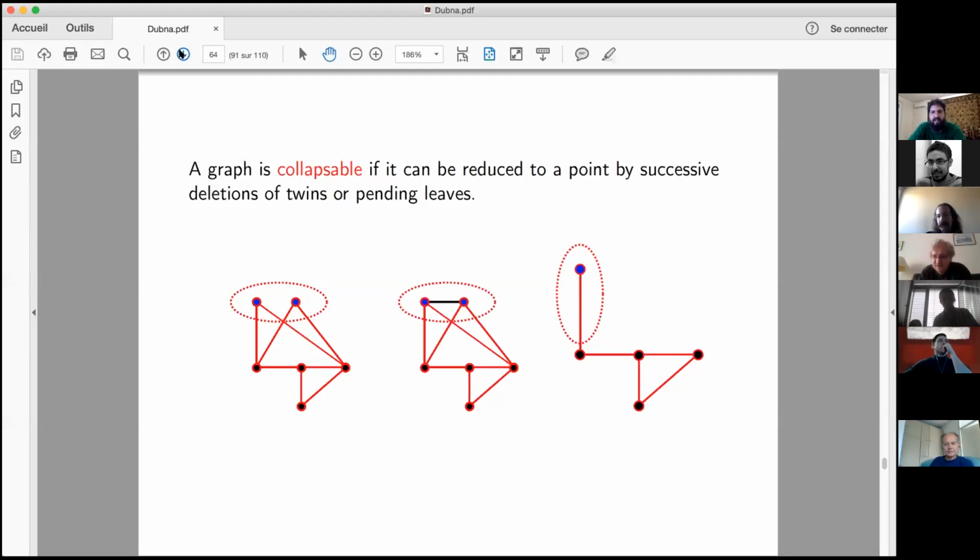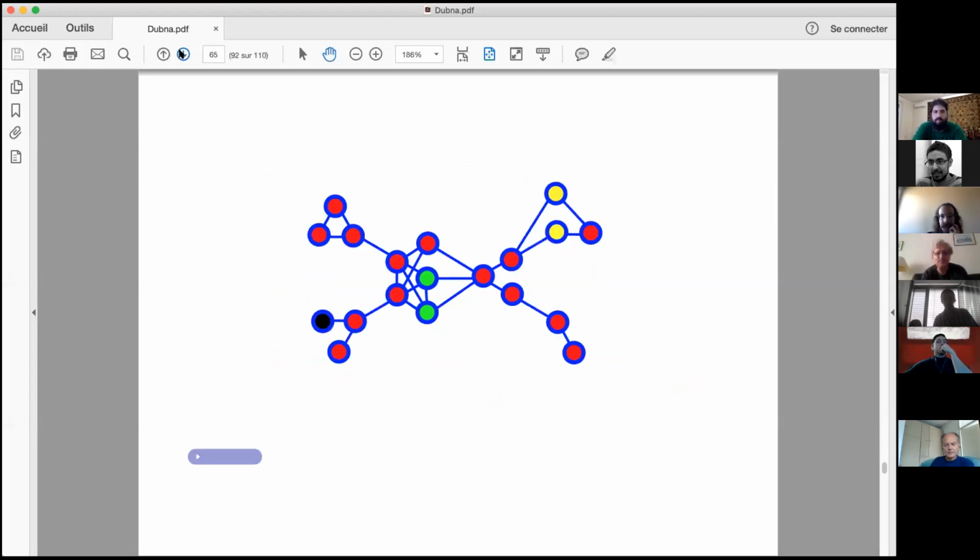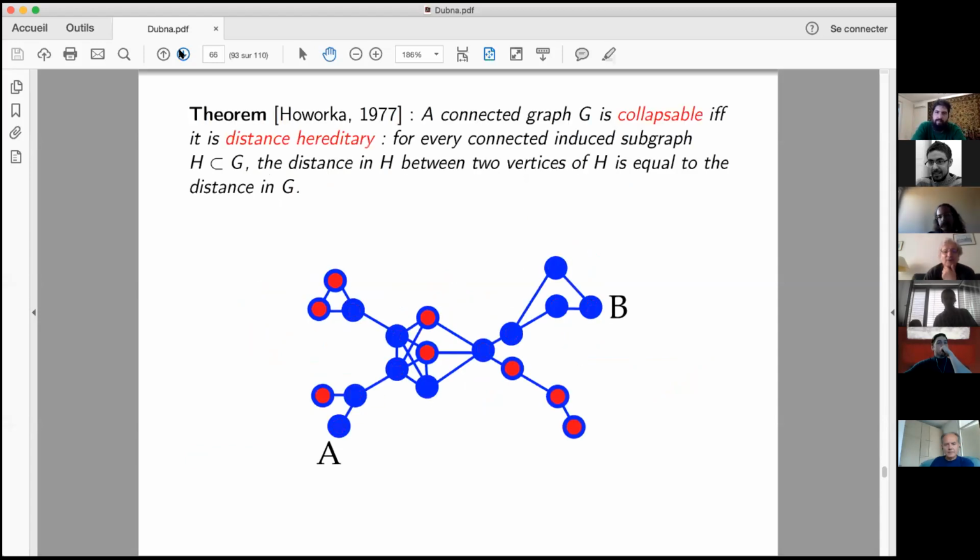shall I finish by destroying completely the graph? If the answer is yes, one says that the graph is collapsible. The graph is collapsible if you can kill it by deleting successively twins and pendant leaves. So here's an example. This is a collapsible graph, and it turns out that these collapsible graphs have been studied in the 70s by many papers for very, very, very different reasons.